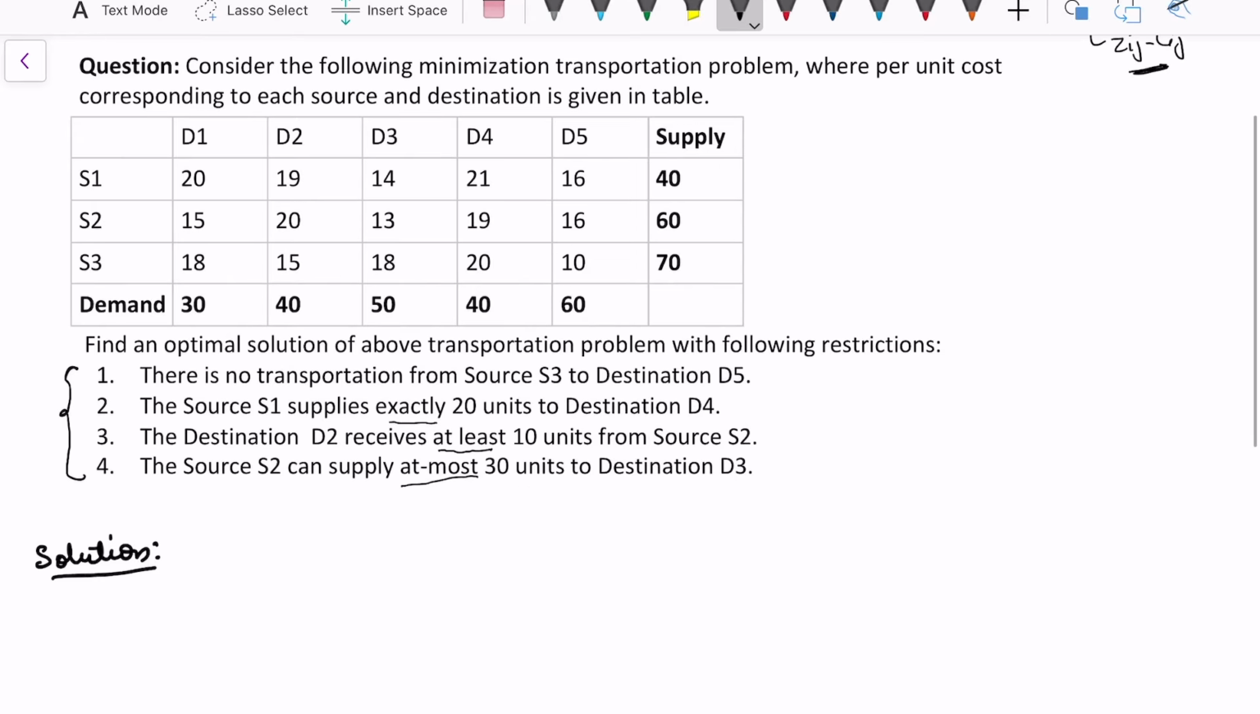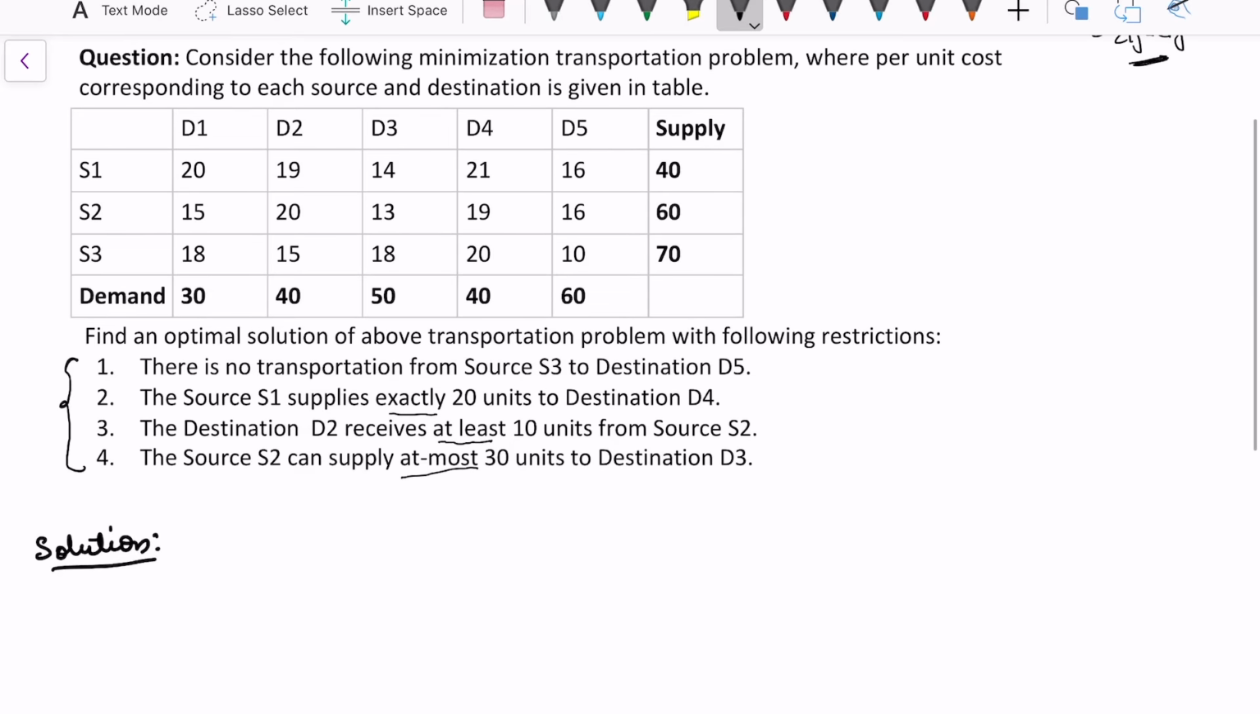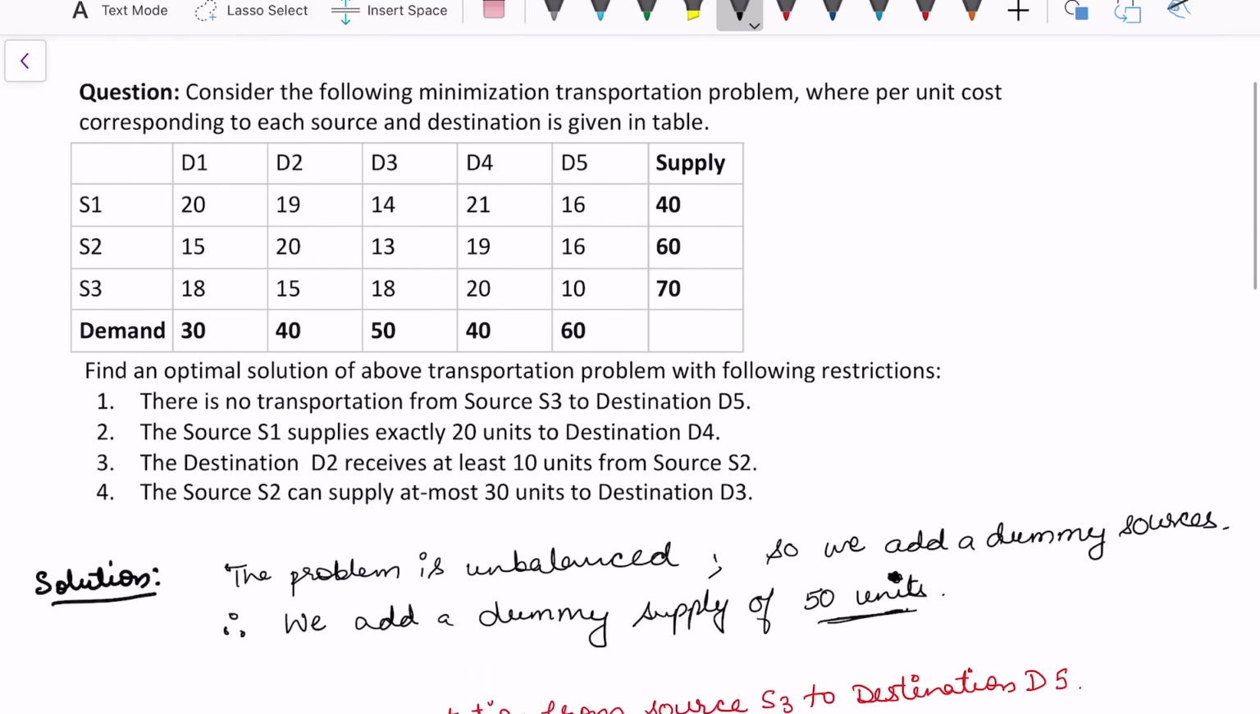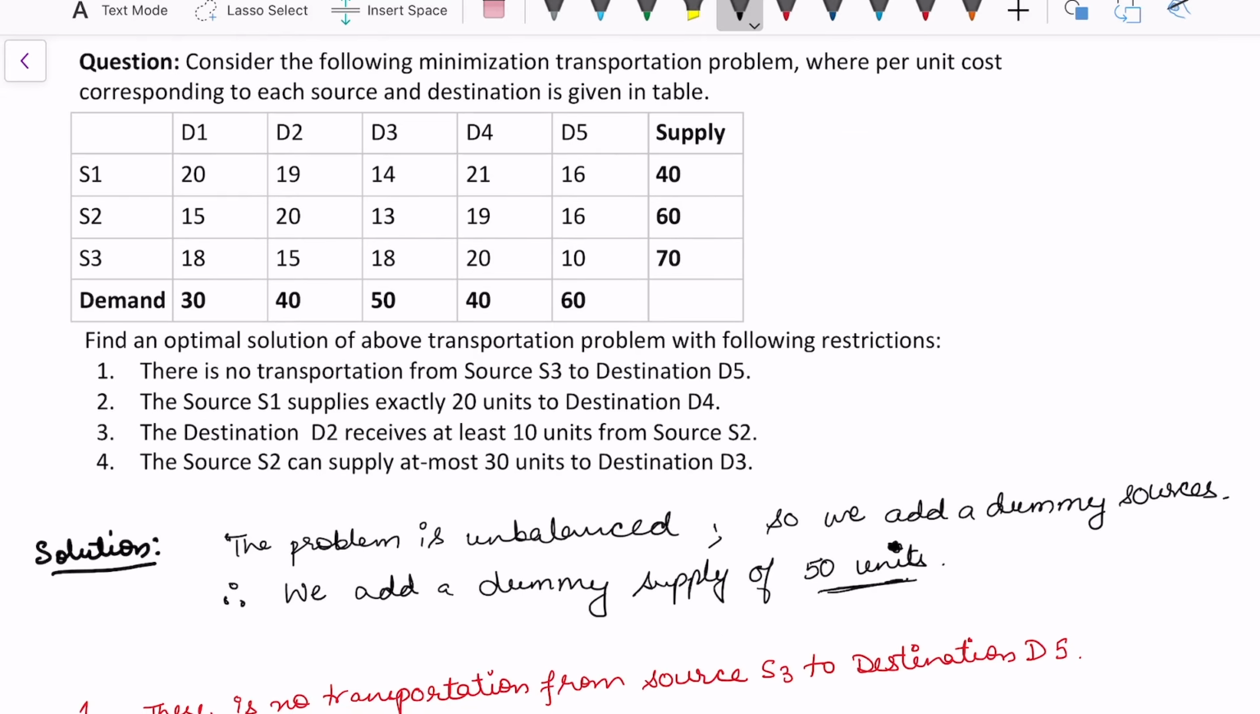Now let's start solving the question, the first case. But before we start the first case, we also need to ensure whether the problem is balanced or not, because that's the first step that we must do. So if I add this supply, you see here, the supply is 170. This is the summation of ai. And if I add the demand, that makes it 220. The problem is unbalanced, and so we need to add a dummy source. And we see here the dummy supply of that source would be 50 units.